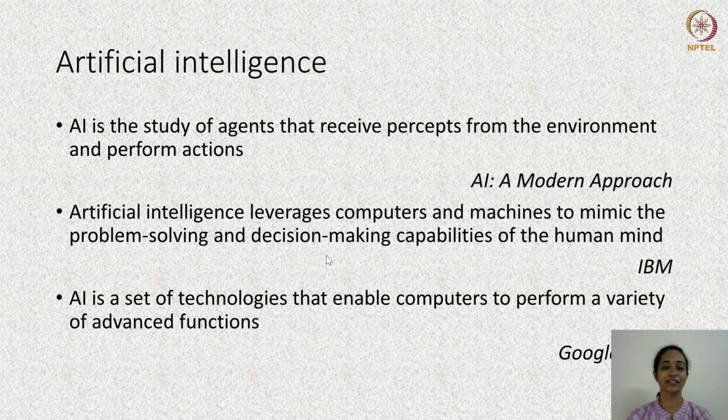The phrase artificial intelligence was coined in the year 1950. It denotes the study of agents which receive information from the environment, process that information, and then perform certain actions. These actions are usually performed only with the capability of human intelligence. So, what does artificial intelligence do? It leverages a combination of computers and machines to mimic the problem-solving and decision-making capabilities of the human mind.